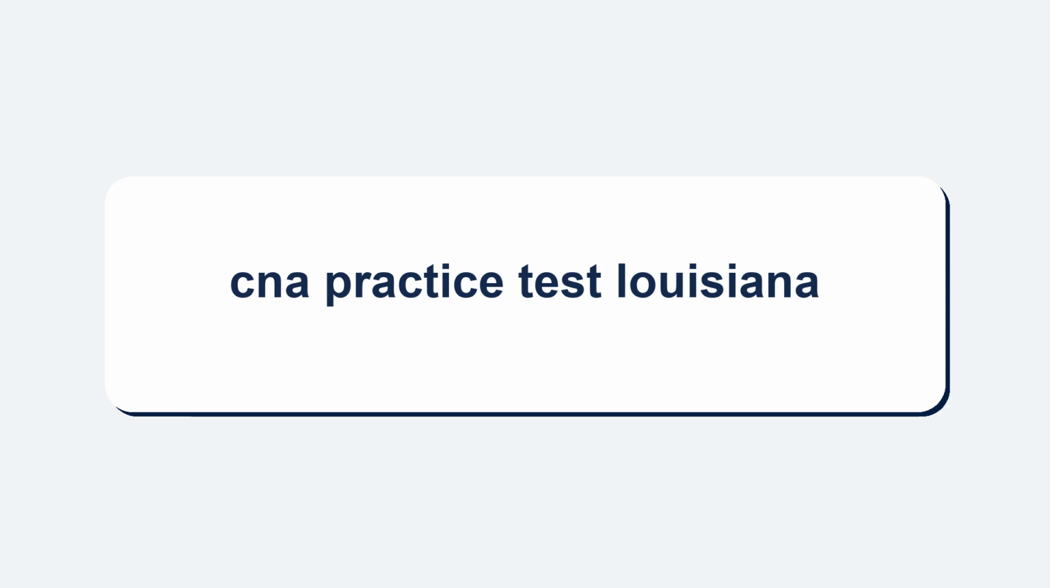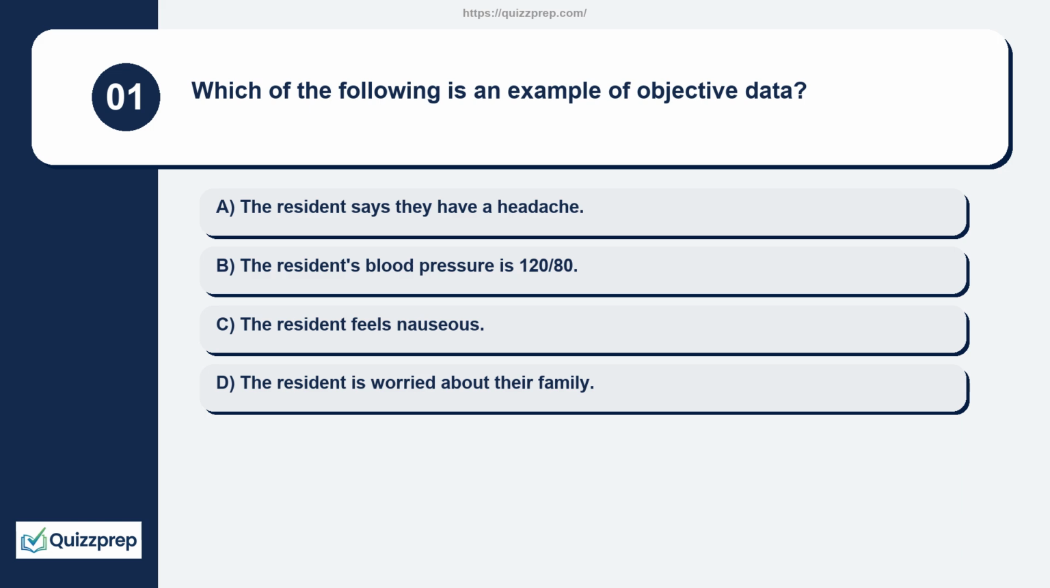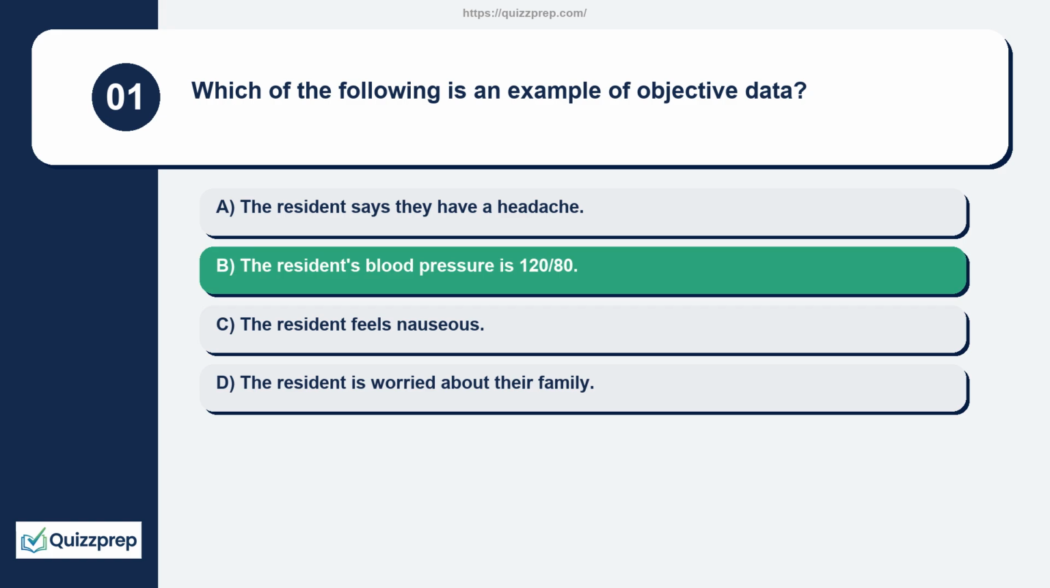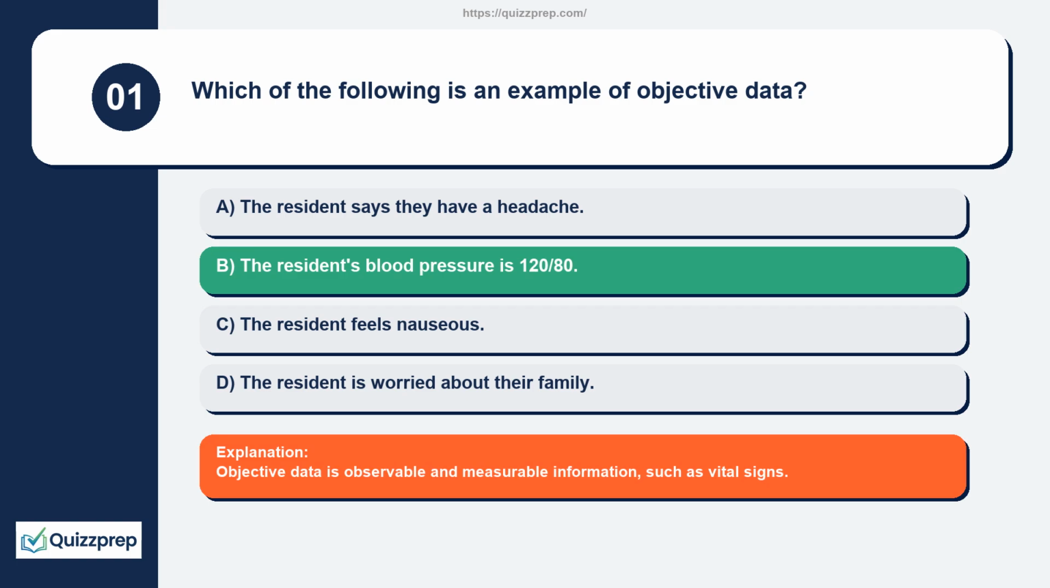CNA Practice Test Louisiana. Question 1. Which of the following is an example of objective data? The resident says they have a headache. The resident's blood pressure is 120/80. The resident feels nauseous. The resident is worried about their family. Objective data is observable and measurable information, such as vital signs.